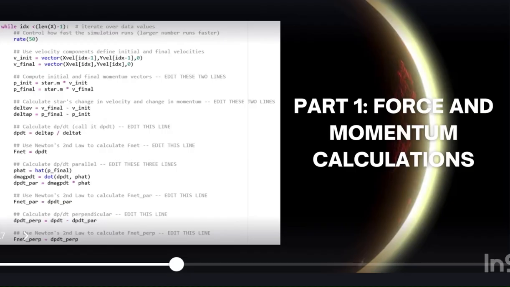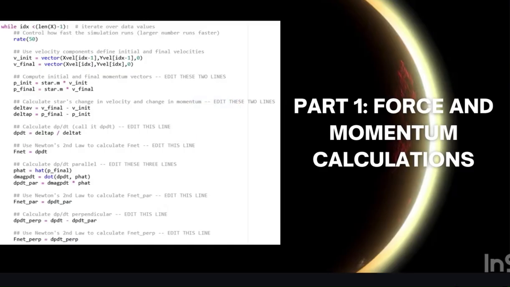This code block is the core physics calculation for part 1. So the loop goes through this first position data one step at a time, and each step it builds the initial and final velocity vectors using the x and y velocity components that were calculated from the position data. Then it computes the momentum and finds the change in velocity and change in momentum between 2 consecutive time steps. Dividing the change in momentum by time interval gives dp by dt, which is Newton's second law, which is equal to the net force on the star.